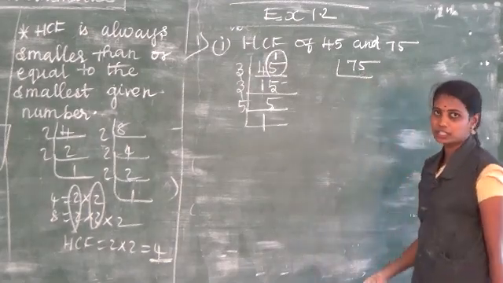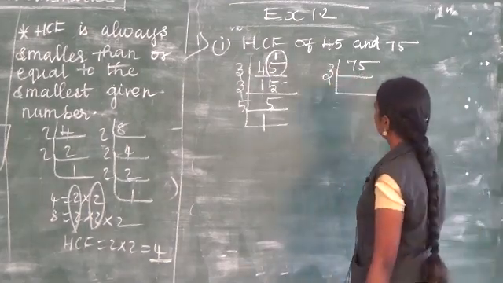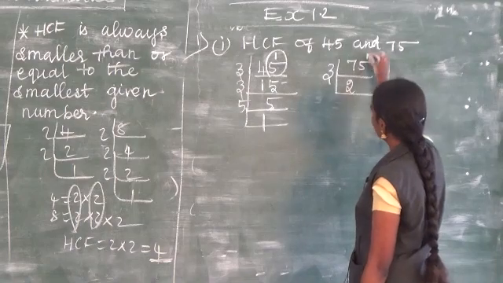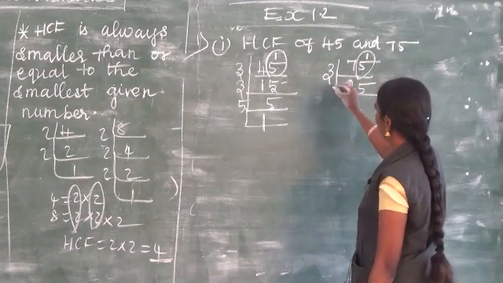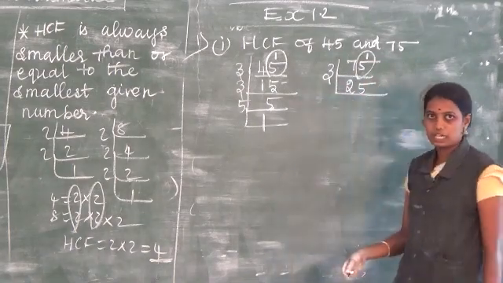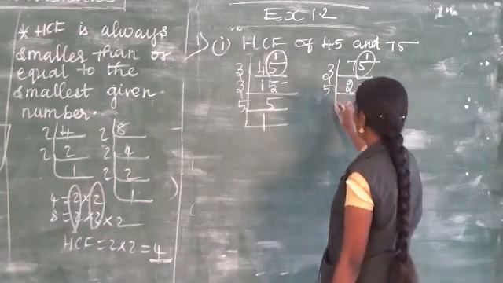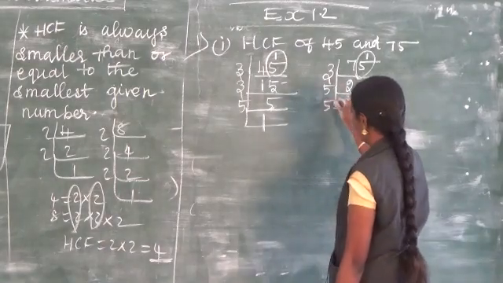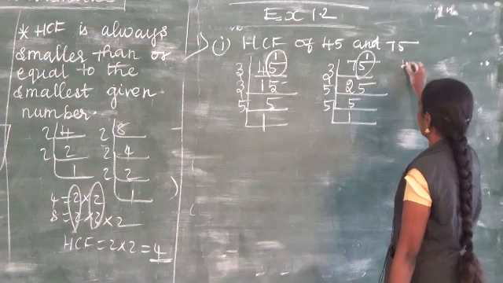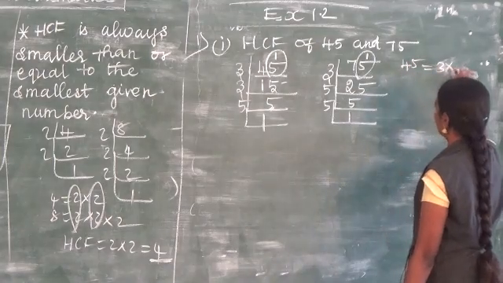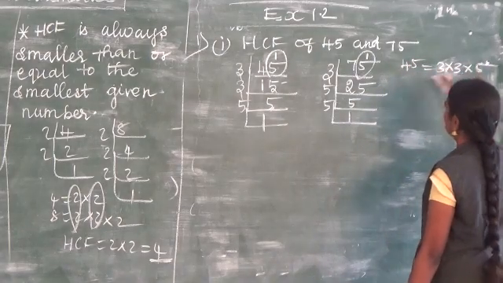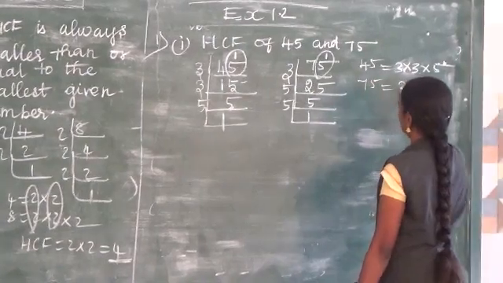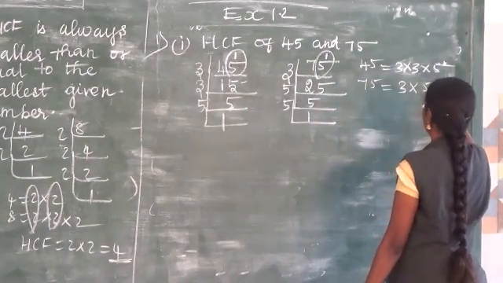Next 75. 75 will come in the 3 table because 7 plus 5 is 12, and 12 will come in the 3 table. 2 times, remainder 1, 5. It will not come in the 3 table, go to the 5 table. 5 5s are 25, then again 5 table. The factors of 45 are 3 into 3 into 5. 75 is 3 into 5 into 5.